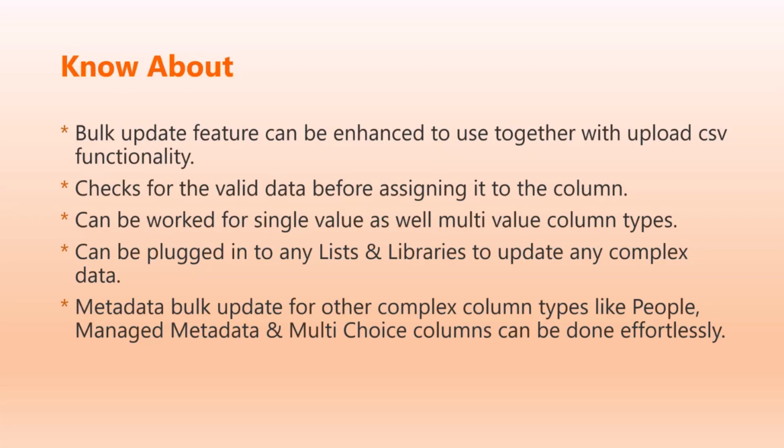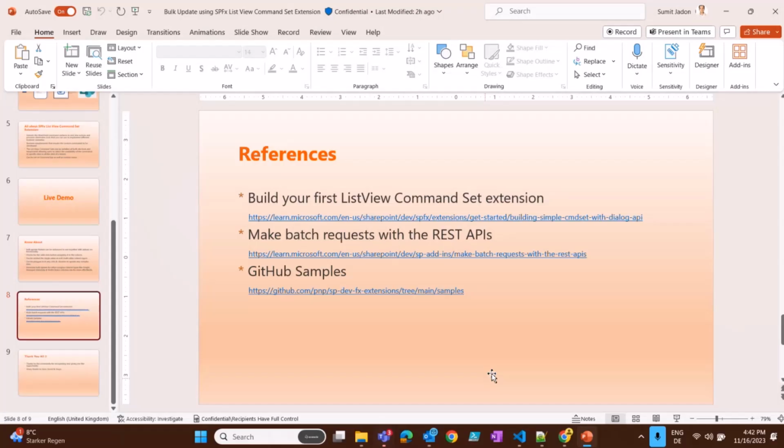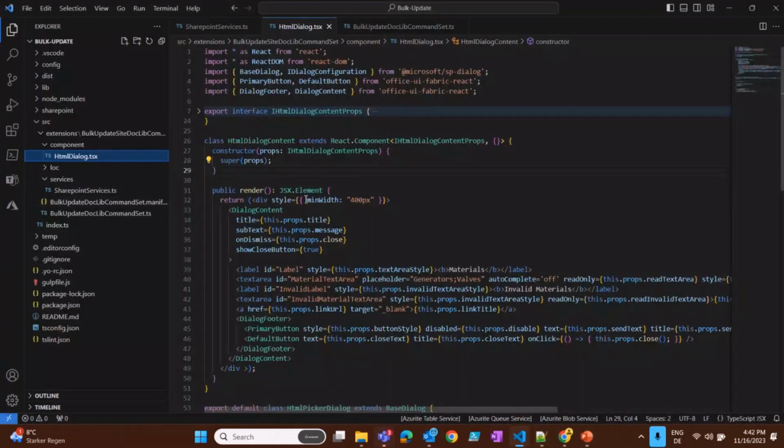Another thing is it can be plugged into any list and library. For my case, I'm checking my logic checks, and it just works for a document library, but it can be done for multiple lists and multiple libraries. So it works for everything. This also works for other complex types of columns, namely managed metadata columns, multi-choice columns, and others, effortlessly. This is what we have noticed. It works really well. Before I jump in, let me show you the source code itself, just to see what we have done with the solution.